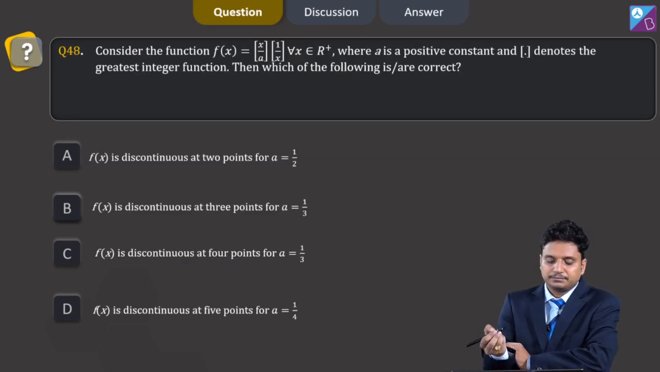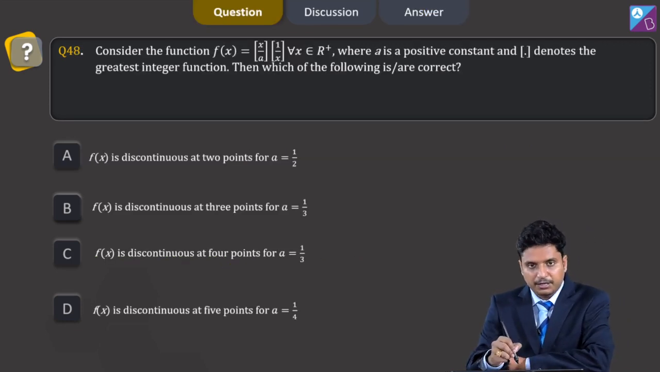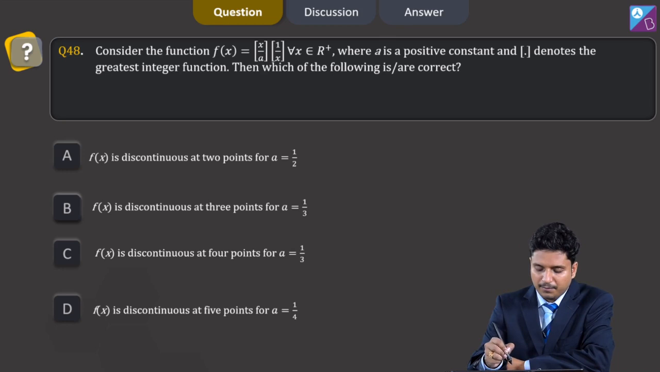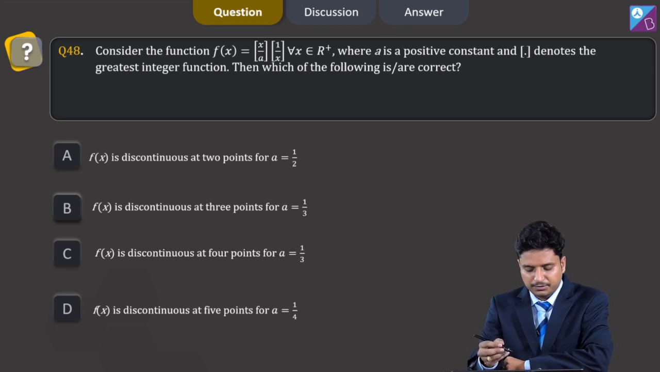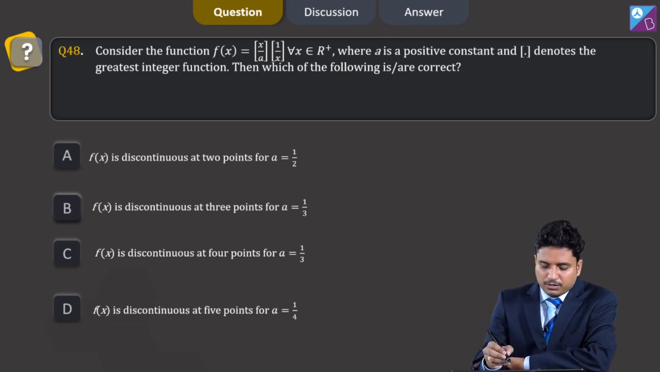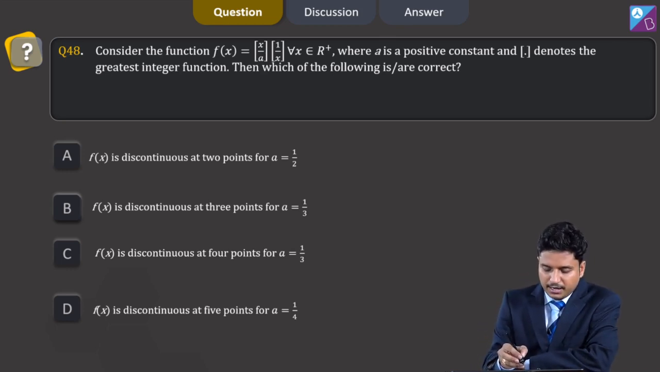Next question, this comes from differentiability. f(x) is the integer part of x by a times the integer part of 1 by x, for all x belonging to R plus, where a is a positive constant, and which of the following are correct? f(x) is discontinuous at different cases of a is given. So first of all, suppose we have to solve this for option A.